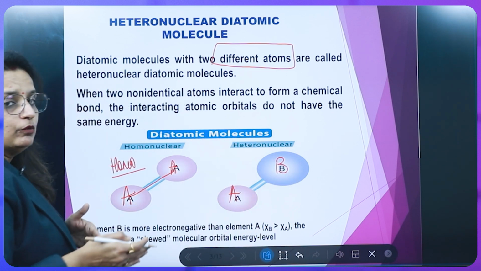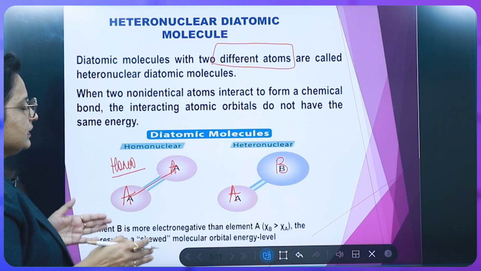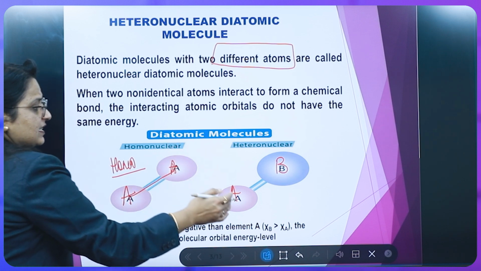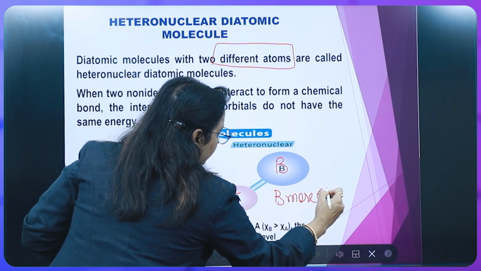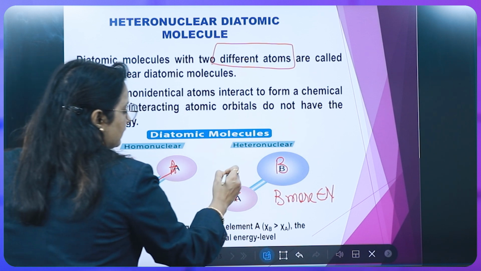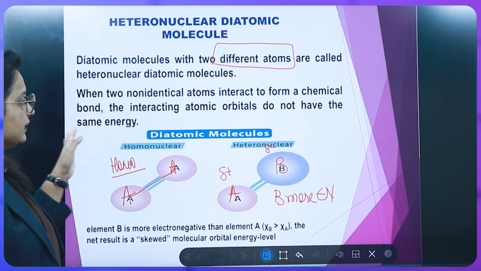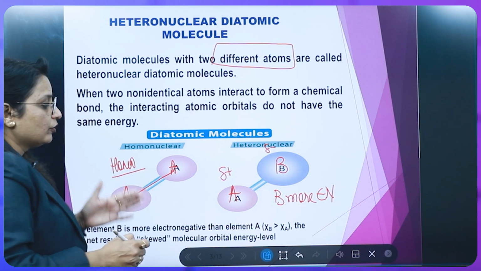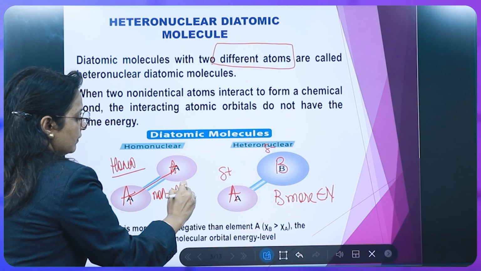Now, because A and B are different, the two non-identical atoms interact to form the chemical bond and they do not have the same energy. In this case we can say that B is more electronegative than A. Therefore, the covalent bond becomes slightly polar in nature. So, in case of heteronuclear diatomic molecules, the covalent bond is a polar covalent bond. However, in this case it is a non-polar covalent bond.